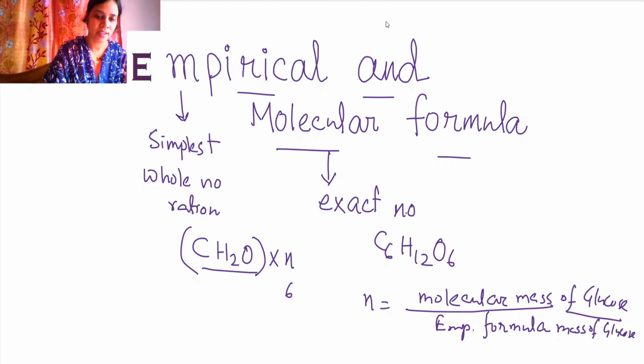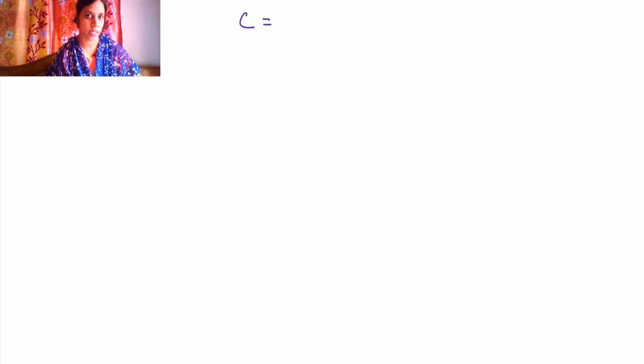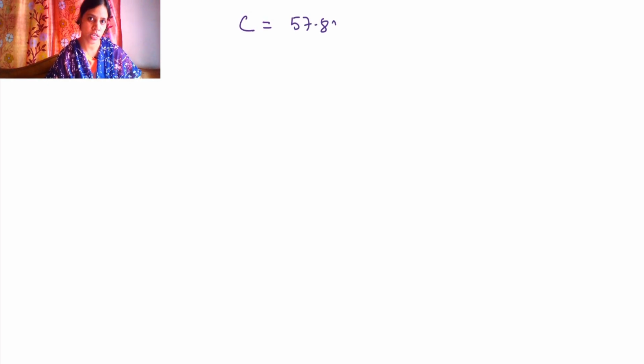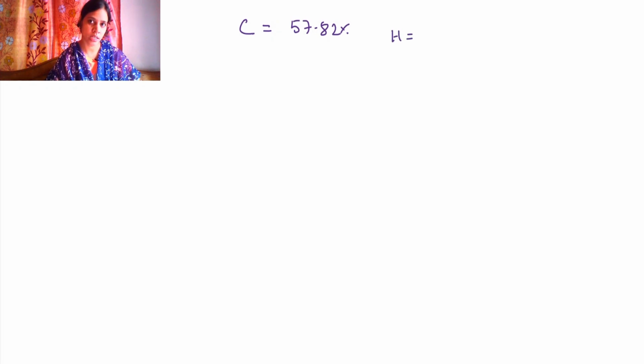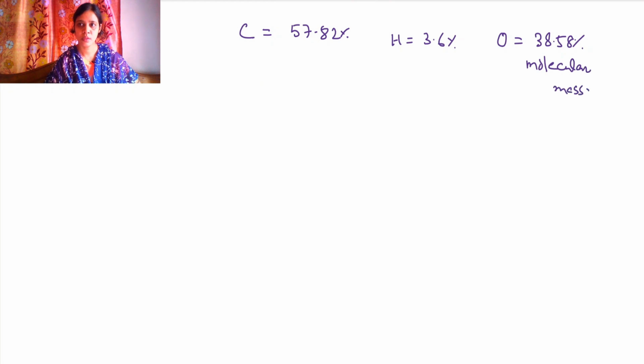Okay, now I will explain it by taking an example. For example, if I take a compound where the percentage of carbon equals 57.82 percent and hydrogen equals 3.6 percent and the remaining is oxygen, so oxygen will be 38.58 percent. Its molecular mass equals 166 u. By using these values you have to calculate its molecular and empirical formula.